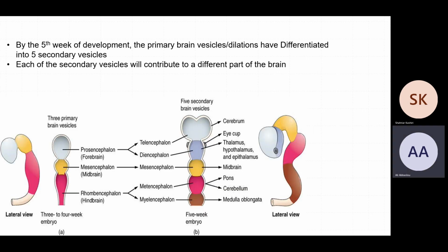Now, by the end of the fifth week of development, the primary brain vesicles would have differentiated into 5 secondary vesicles, and each of these secondary vesicles will contribute to a different part of the brain. For example, in the very bottom, we have the rhombencephalon, which is a primary brain vesicle. It will differentiate and give rise to 2 of the secondary brain vesicles, such as the metencephalon, which will later on differentiate to give pons and cerebellum, and the myelencephalon, which will later differentiate to give the medulla oblongata.